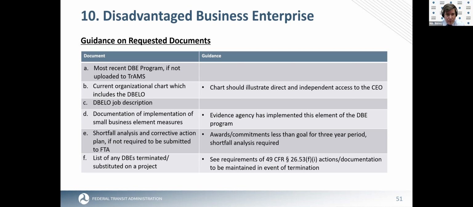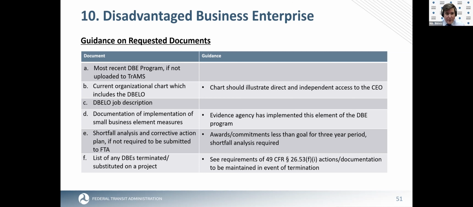Here's what we're going to do going forward to try and meet our goal. And so that's your shortfall analysis and corrective action plan. And you have to do that for every federal fiscal year that you don't meet your goal. Sometimes this is a little confusing for people. They'll say it's a 3-year goal. Don't you get to meet it over 3 years?